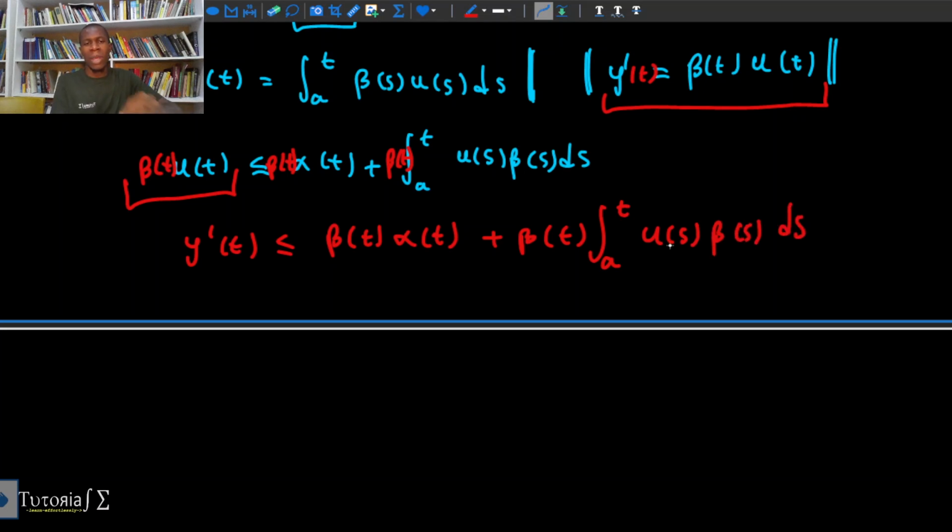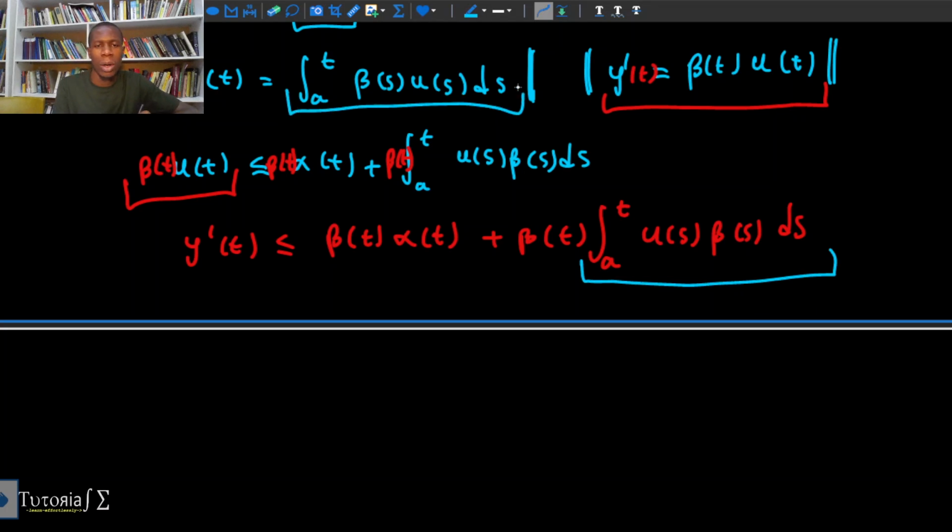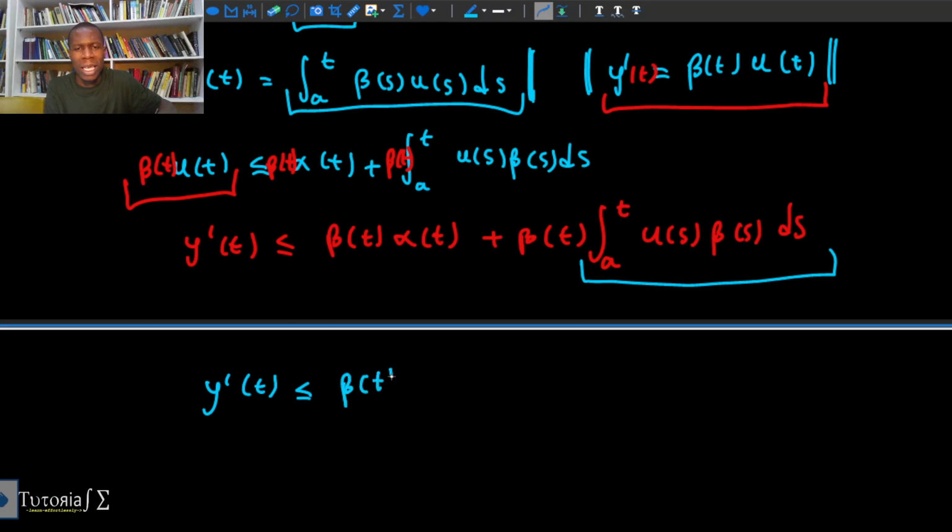So you have this. Then looking at this closely, you observe that this part is just y of t, meaning you can replace it with y of t, and you would have y prime of t less than or equal to beta of t alpha of t plus beta of t y of t. I'm going to call this equation 1 because it is the most important equation in this proof.